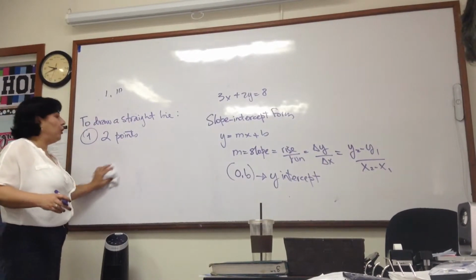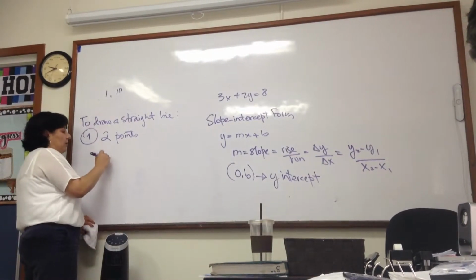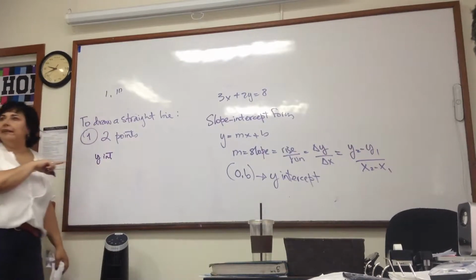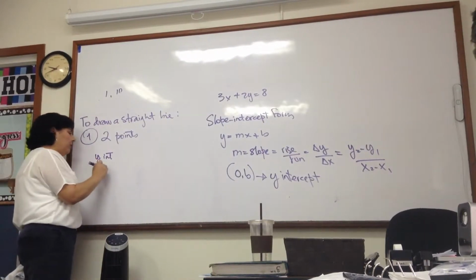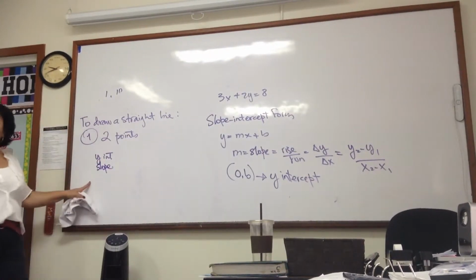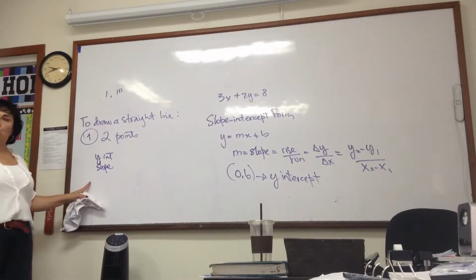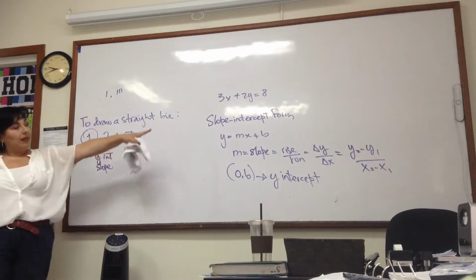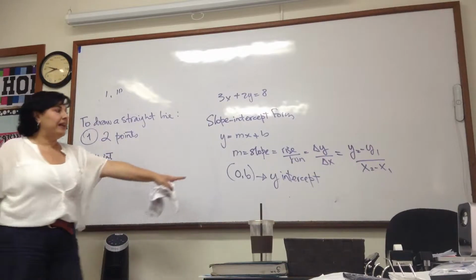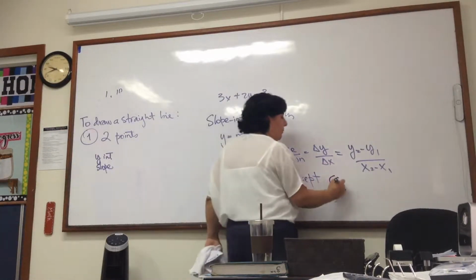Or they can give you the y-intercept, which is a point, and the slope, which is a set of instructions to get a second point. So either way, you need 2 points. Now, why is that one so easy? Because the y-intercept is your starting point.